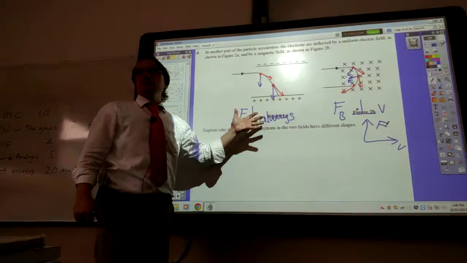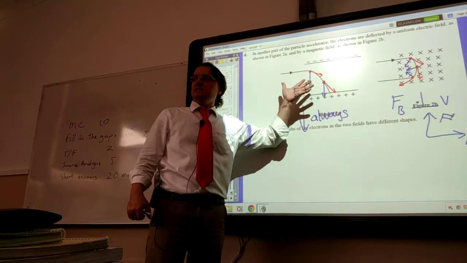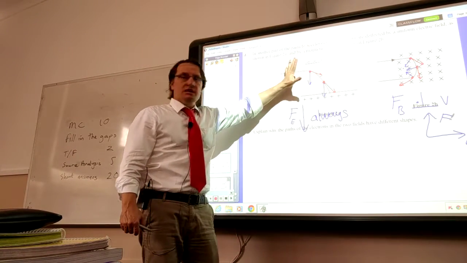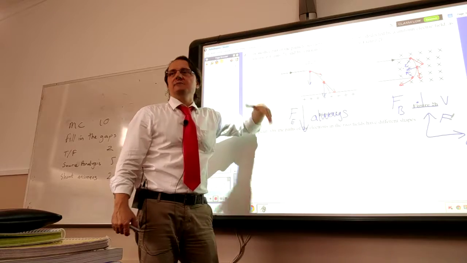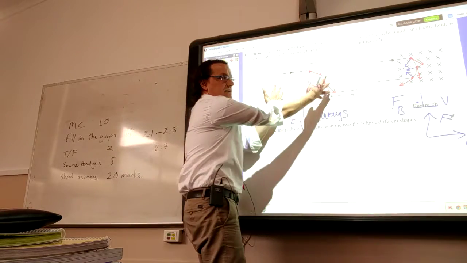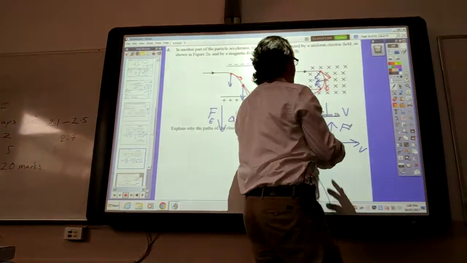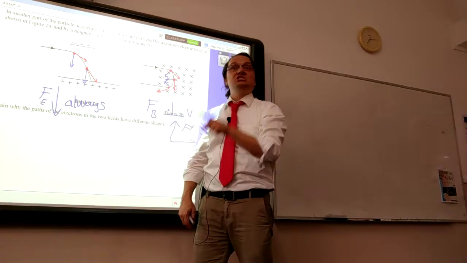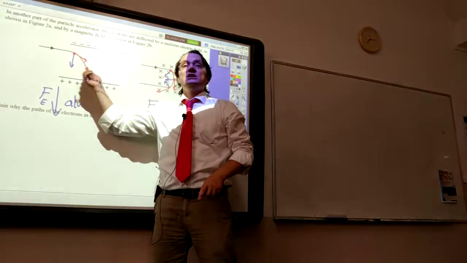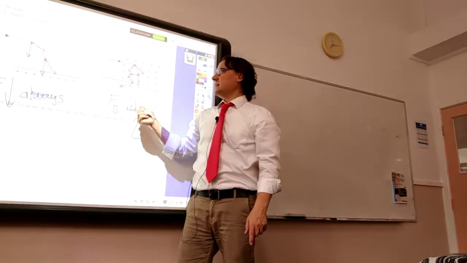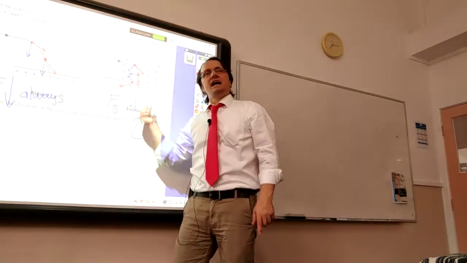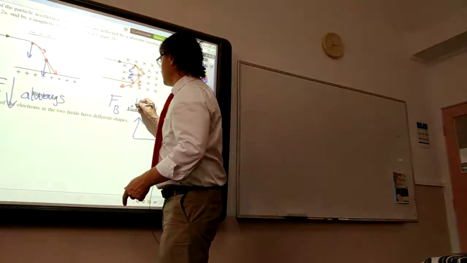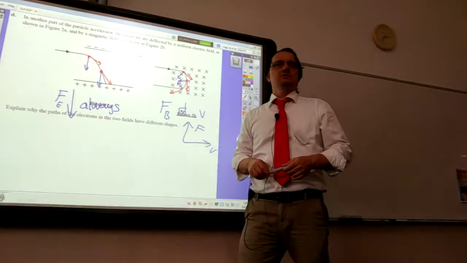In electric field, the electric force is in one direction, either up or down, doesn't matter. But whatever the direction, it maintains the same direction. Whereas in magnetic field, the magnetic force changes direction and aligns itself at right angles to the velocity, causing this circular path.